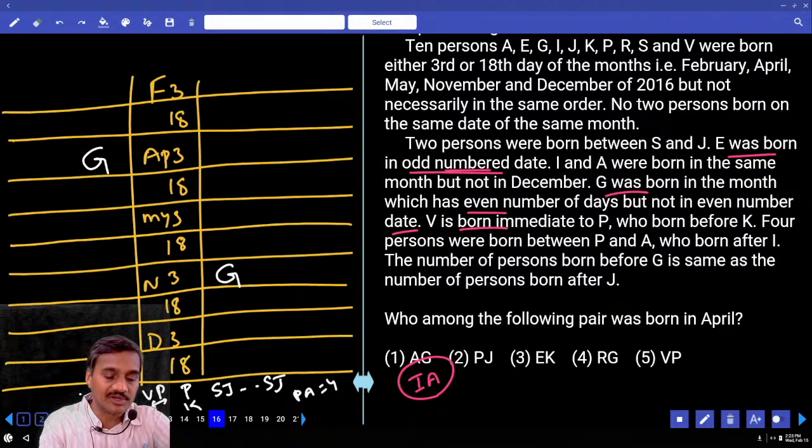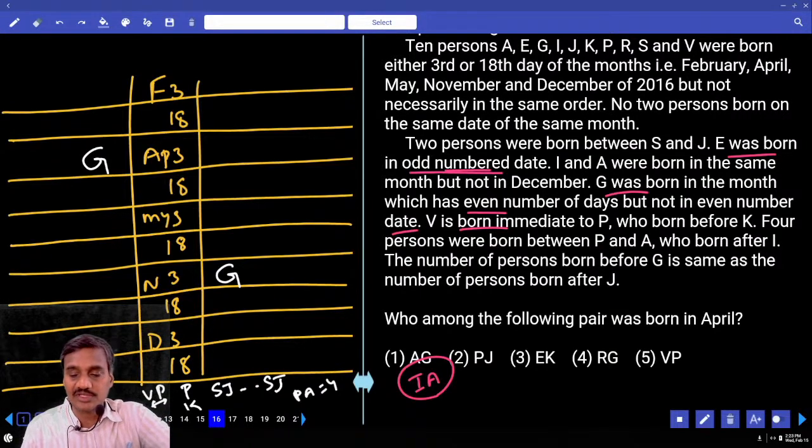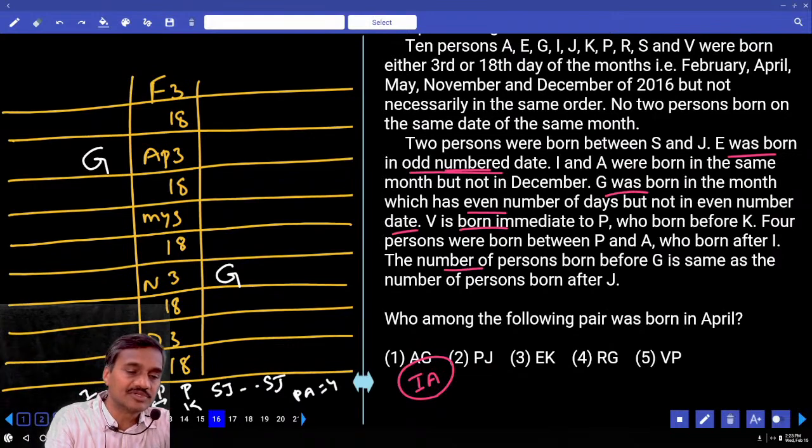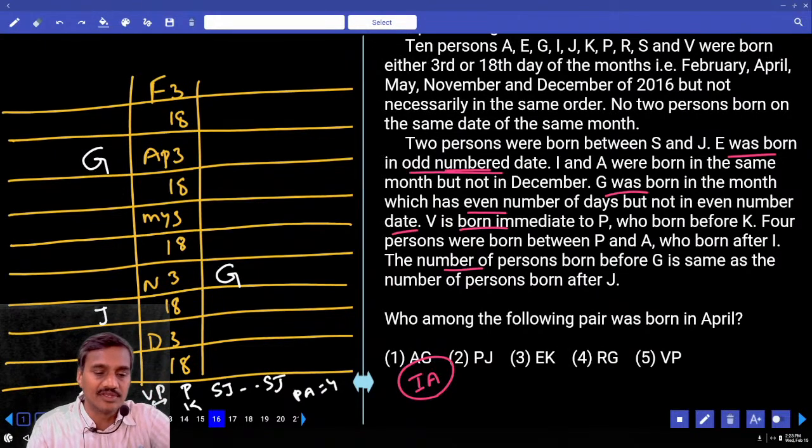Now this A was born after I. And the number of persons before G is the same as after J. 2 persons before G and 3 persons before whom? After J. Now here, 1, 2, 3, 4, 5, 6 persons were there. Hence where should this J be? Hence for these 2 persons G and J, the number of persons before G and J are the same.